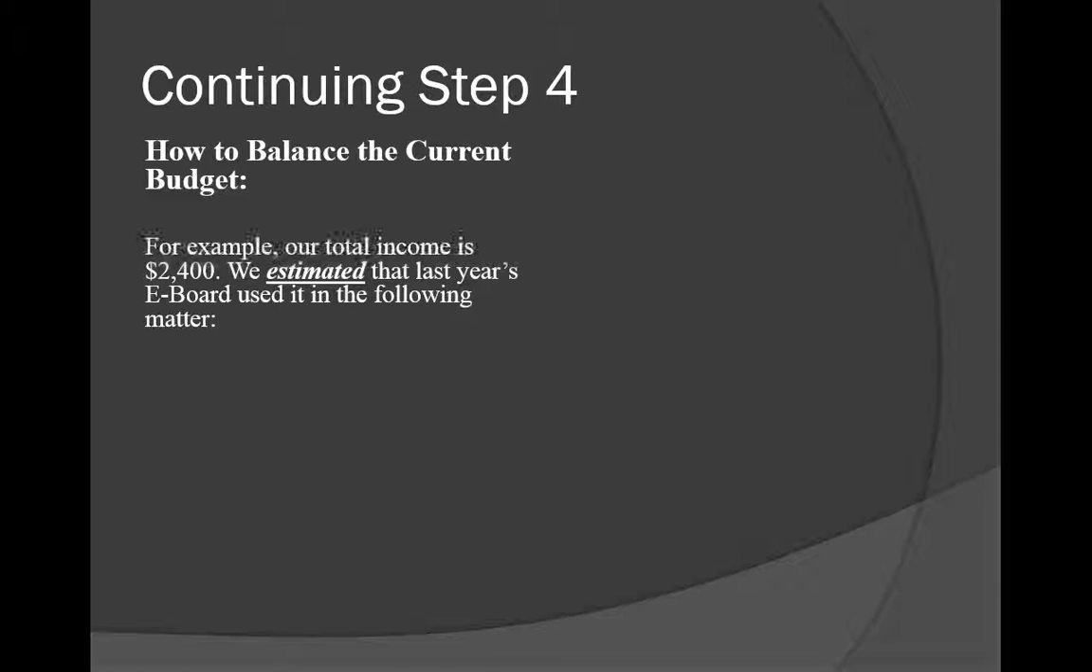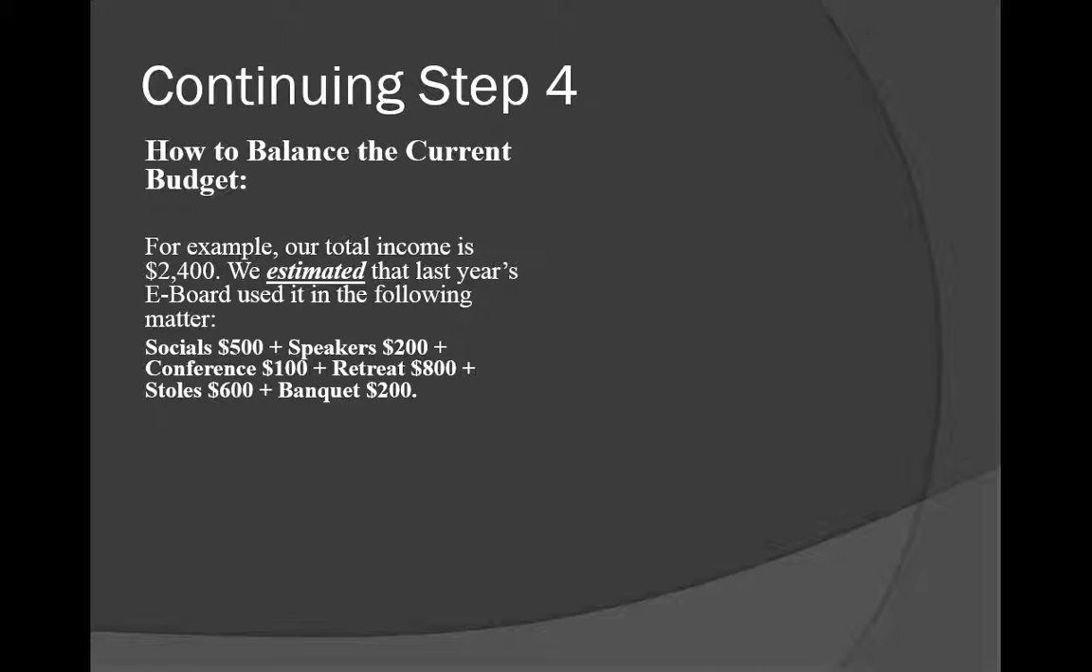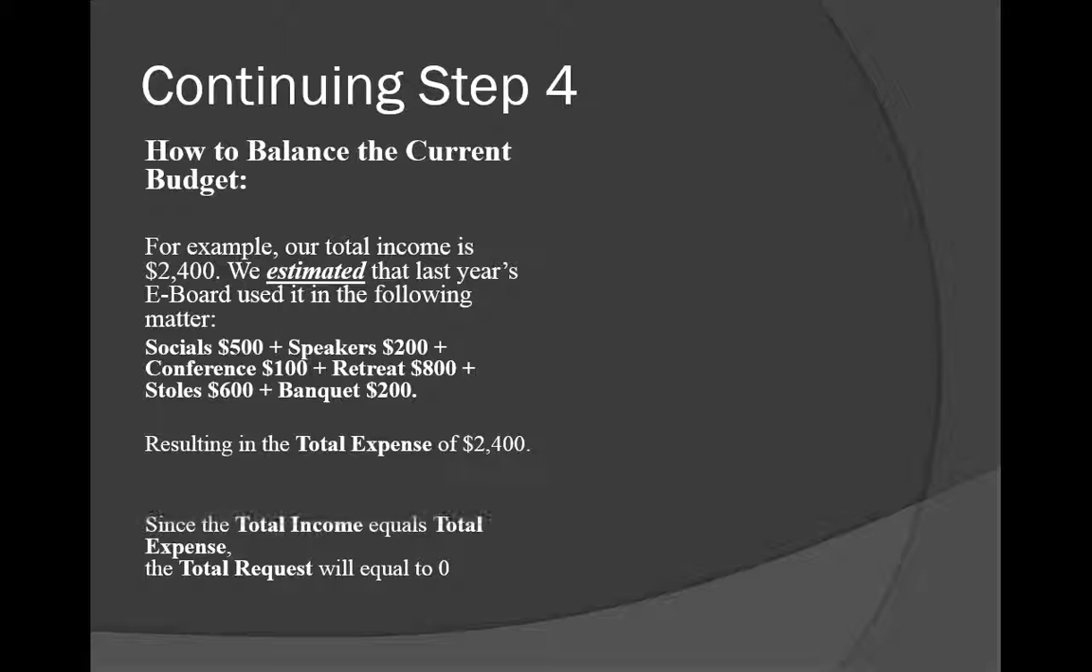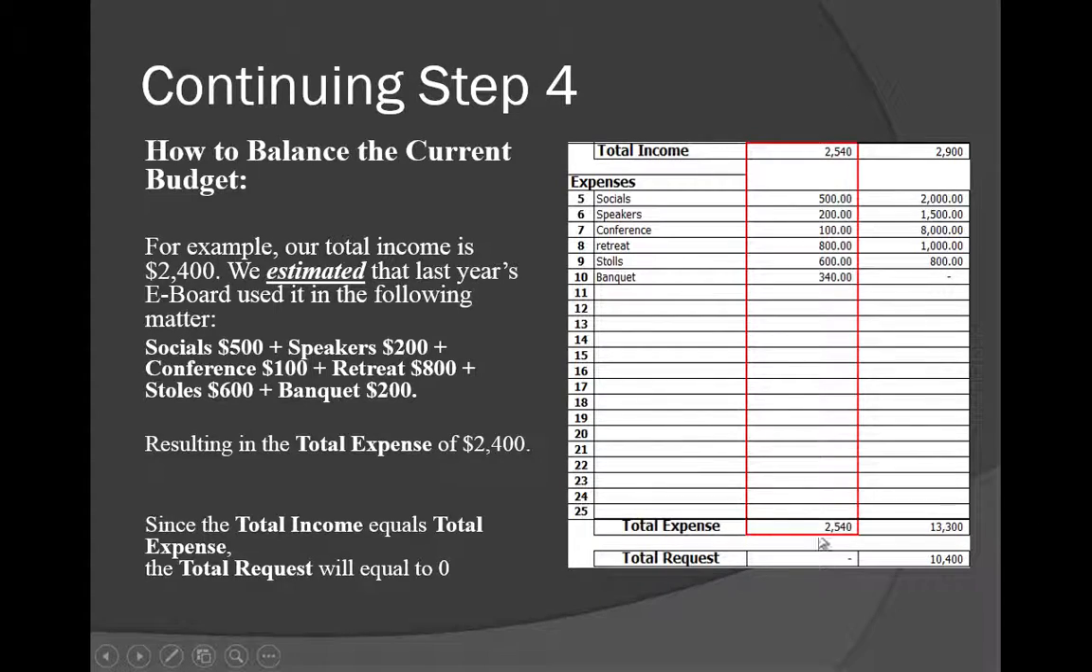Step 4. How to balance the current budget. For example, our total income is $2,400. We estimated that the last year's e-board used it in the following manner. Socials 500, speakers 200, conference 100, retreat 800, stole 600, and banquet 200 as reflected right here in these cells, resulting in a total expense of $2,400. Since the total income equals the total expense, the total request will equal 0. Obviously, there was a typo here from ASI. This should say $2,540. So as you can see, total income equals total expense with a total request of 0.